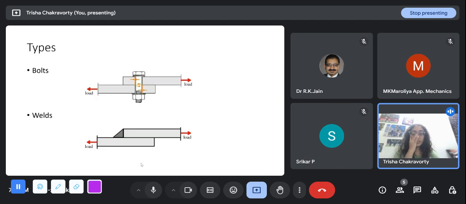The two types of connections, the major ones, are bolts and welds. As we have studied, a bolt has a shank and a head, and the nut is used to tighten the bolt. So tension is developed inside this. So this is a good time to look at one of the doubts asked in the previous class, that why are friction type bolts high strength steel.